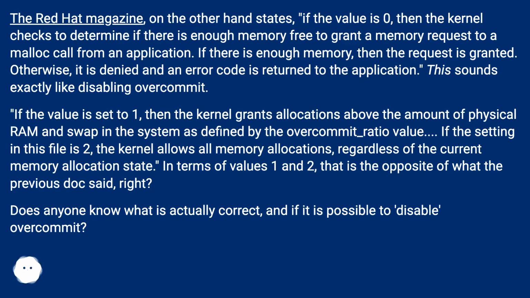If the value is set to 1, then the kernel grants allocations above the amount of physical RAM and swap in the system as defined by the overcommit_ratio value. If the setting in this file is 2, the kernel allows all memory allocations, regardless of the current memory allocation state. In terms of values 1 and 2, that is the opposite of what the previous doc said, right? Does anyone know what is actually correct, and if it is possible to disable overcommit?